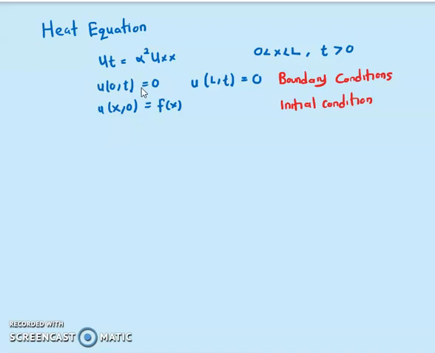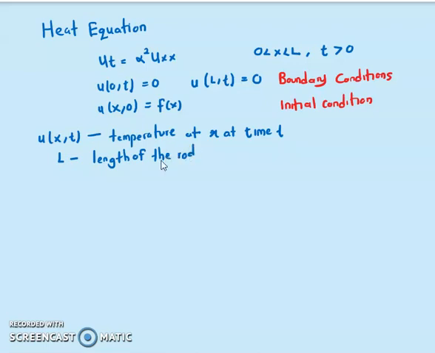Now let's recall the heat equation. We know that our solution is u(x, t). This is the temperature at position x at time t. This L is the length of the rod, and f can be any function. So we want to show that this heat equation can be solved using separation of variables.